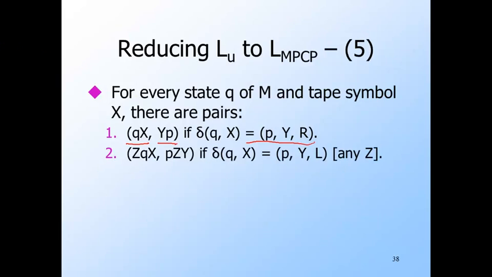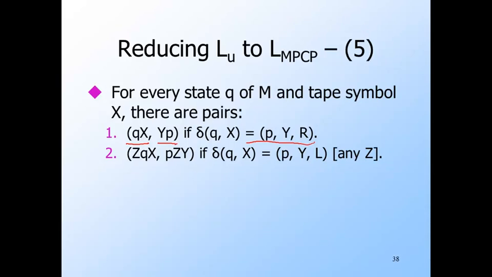And if the move is to the left, then we have a family of pairs, one for each symbol Z that could appear to the left of the state. Note that we arranged that M can never move left from its initial position, so there is no possibility that the state is at the left end of the ID if M moves left.